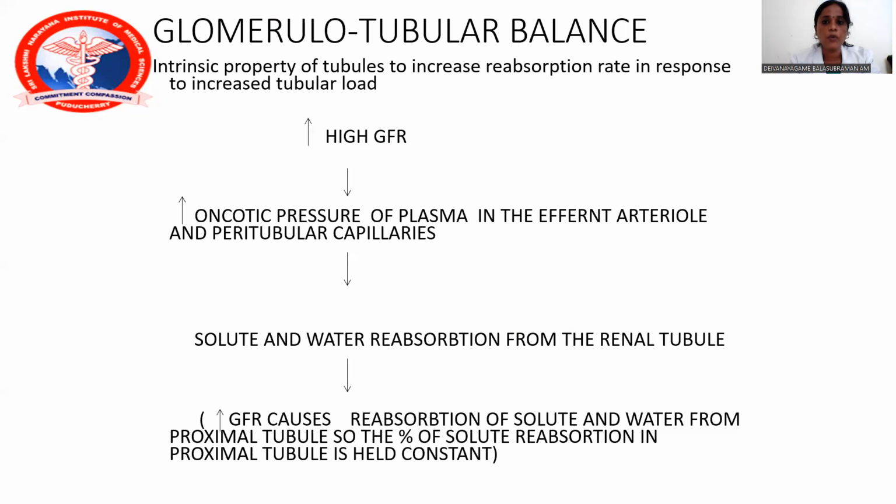And the next one is the glomerulotubular balance. It is the intrinsic property of tubules to increase the reabsorption rate in response to increased tubular load. When there is an increase in the GFR, there will be an increase in the oncotic pressure of plasma in the efferent arteriole and peritubular capillaries. This causes reabsorption of solute and water from the renal tubule, so the percentage of solute reabsorption in the proximal tubule is held constant.